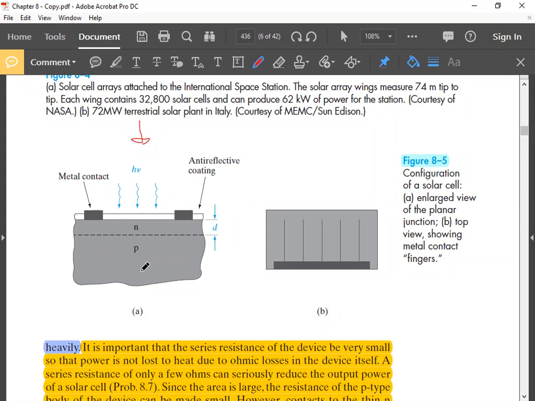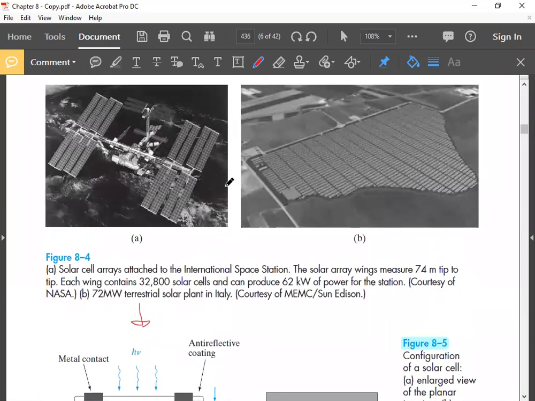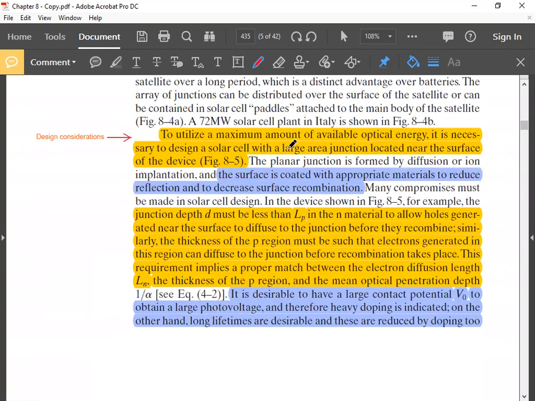If it is deep into the silicon, then what will happen? This light may not, or many photons will get absorbed in the path. They will not reach the depletion layer at the junction. So the number of carriers which are optically generated will become smaller. So that will reduce the optically generated current, IOP. So that's why the junction has to be close to the surface. So large area junction and also junction close to the surface. That is one design consideration. Understood?